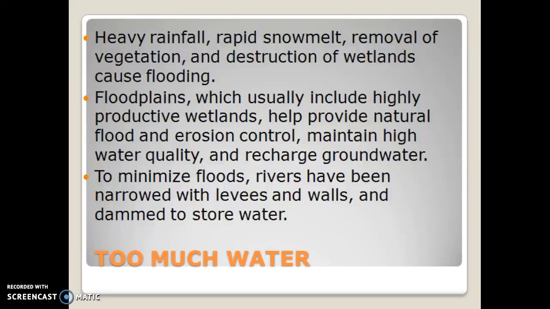And it does help to recharge the groundwater because the water will flood out over the tops of the plains, and it's only there for a while, and then it soaks down, recharges the groundwater. So in some areas, they've built levees or walls to try to channel the river and keep it out of the floodplain, but that then lessens the productivity of the area and can increase flooding downstream.